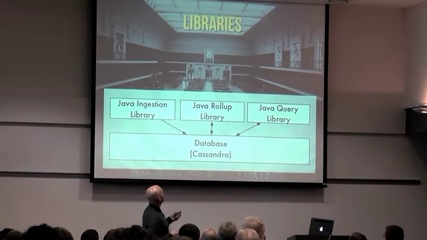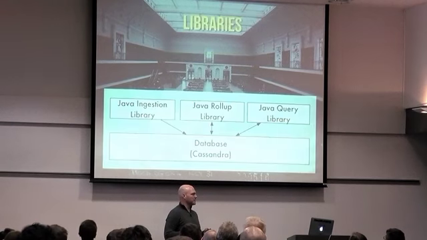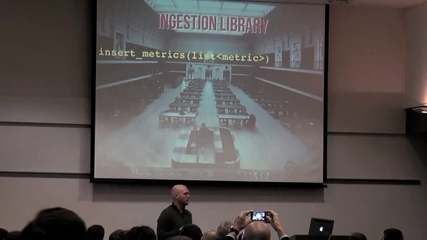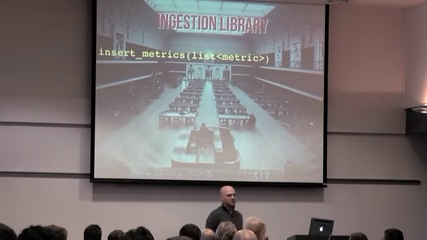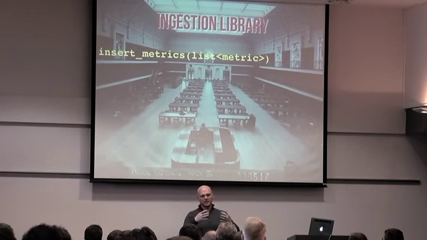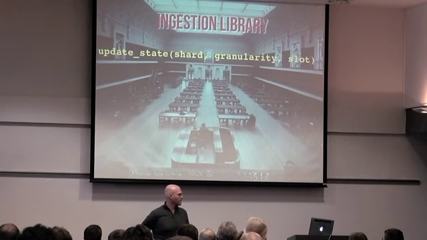Moving up to the library layers, I guess I'll start with ingestion and then go to rollup and query. These are actually just pretty simple. I wanted to explain the methods that we have. The first method is just obviously insert a list of metrics. Metrics generally come in together or separate, but we let them bundle up and we write a list of them that ends up resulting in a Cassandra batch operation.